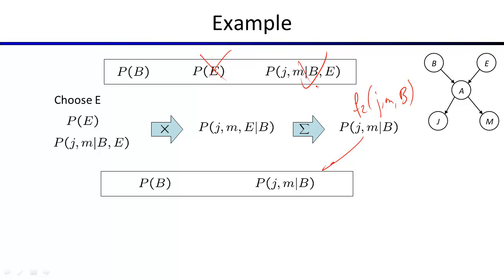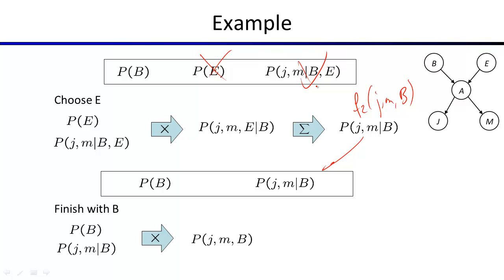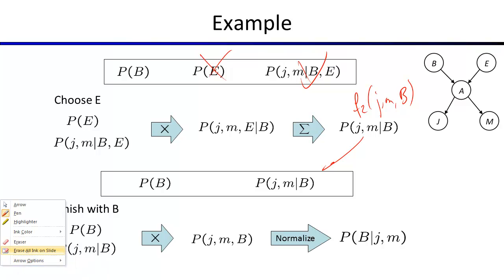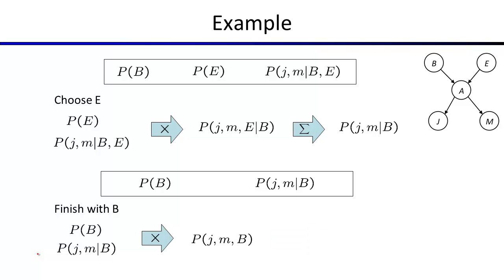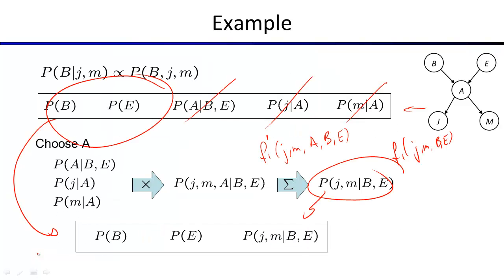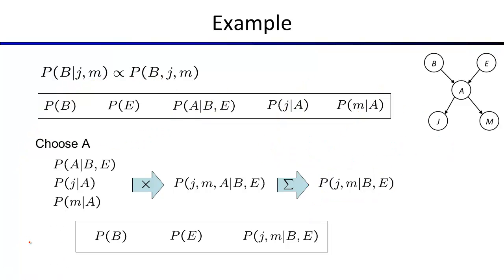All right, now we just have to join those 2 factors together, which gives us the joint over the evidence variables and the query variables. Then we condition by normalizing, and here we go, we have the answer to our query. Now that we've done this, let's take a look at the amount of computation that's happening in this process, right?